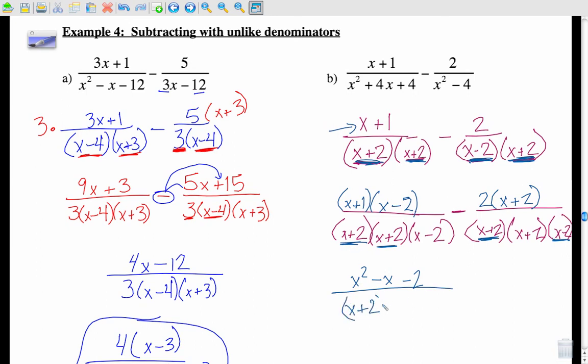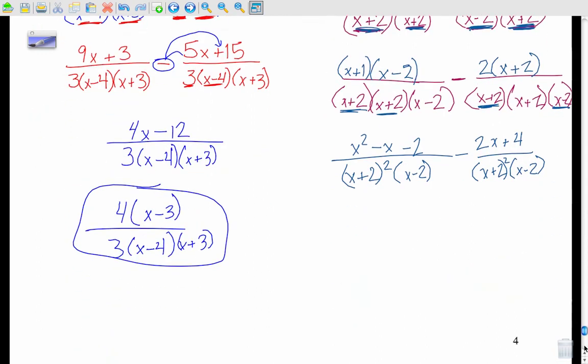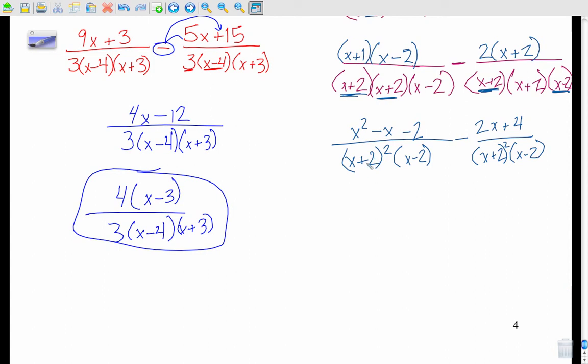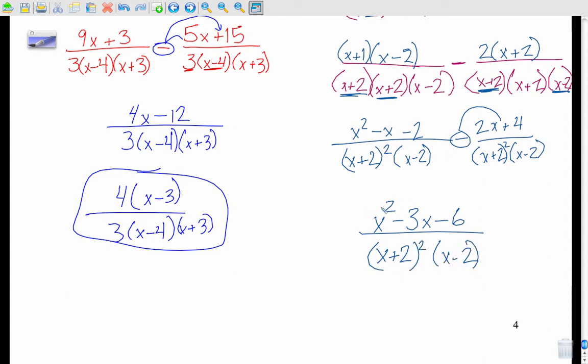I'm going to double distribute right here to get an x squared minus x minus 2 all over. I'm going to rewrite x plus 2 times x plus 2 as x plus 2 squared, x minus 2. Minus, I'm going to distribute this to give me a 2x plus 4 all over the same thing. And my last step is simply to combine like terms, refactor if I can to see if anything will cancel. So I'm going to combine these to give me an x squared on top. Minus x minus 2x is minus 3x. Don't forget this negative here. It has to be distributed as well. So it's negative 2 minus 4, which is negative 6, all over that denominator.